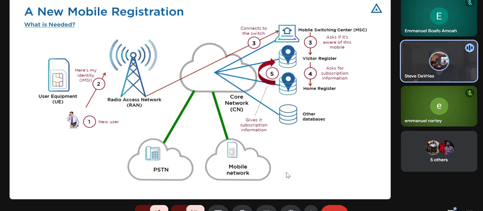The home register knows the switch where you're at, and it makes a copy of your service profile and gives it to the visited system. So that's the basics. These pieces of hardware will change. There's different methods that it's done, but the basic concept is going to be there all the time.